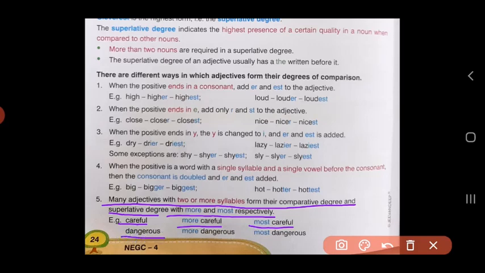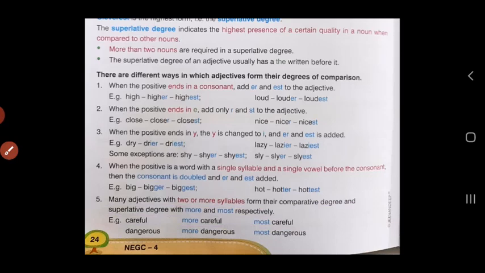Dangerous is the positive degree. Comparative will be more dangerous. And superlative will be most dangerous. So these are some of the ways of converting positive to comparative and superlative.